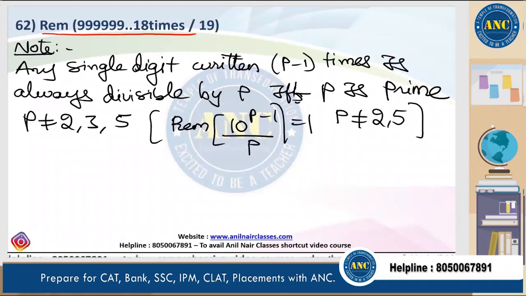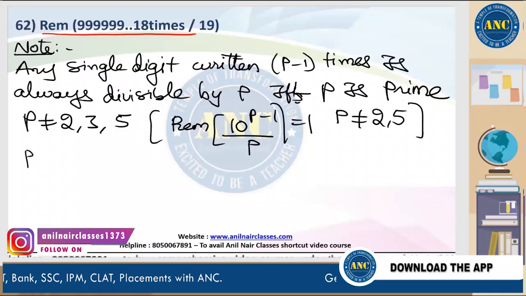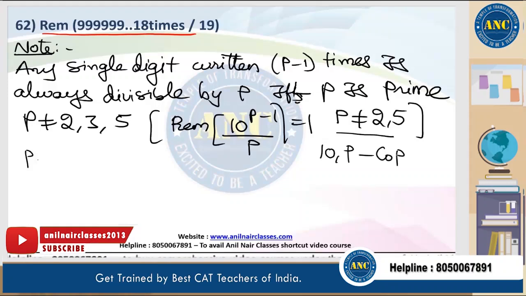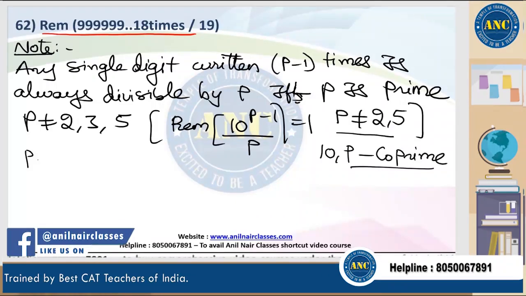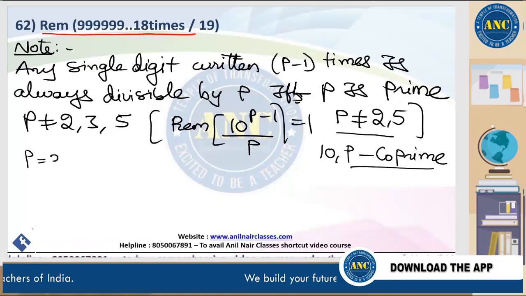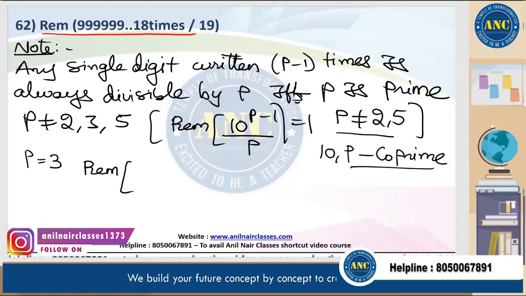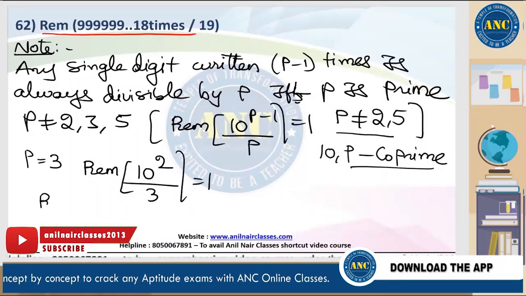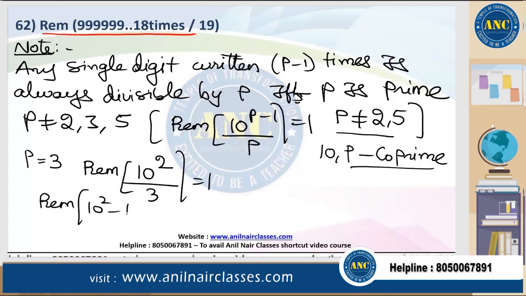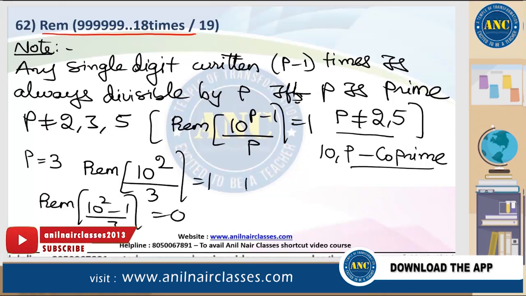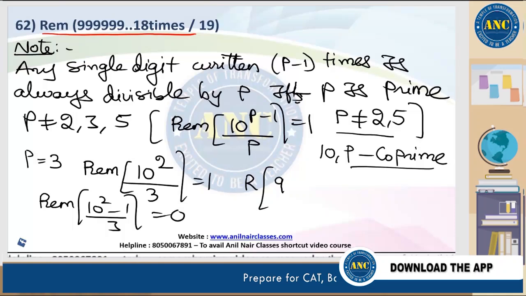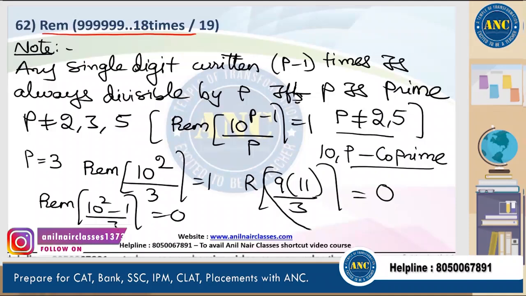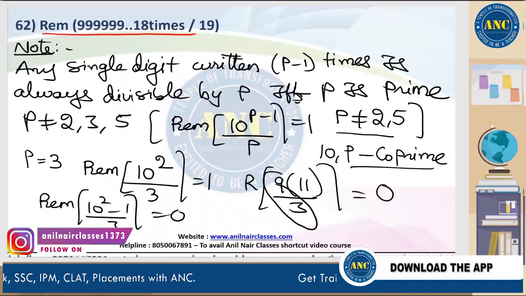Now why is p not equivalent to 3 also? Why is p not equivalent to 2, 5? 10 and p should be co-prime to each other. That is the reason p is not equivalent to 2, 5. If p is equivalent to 3, this becomes remainder of 10 square divided by 3 equivalent to 1. Remainder of 10 square minus 1 divided by 3 equivalent to 0. 100 minus 1 is 99, which is 9 into 11, divided by 3 equivalent to 0. 9 will be divisible by 3.